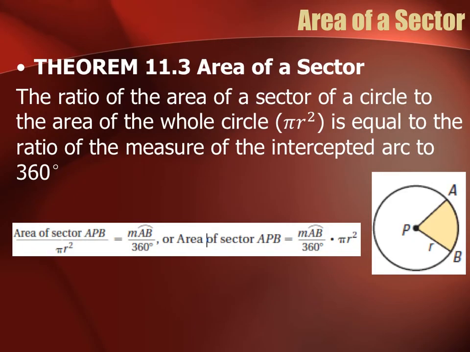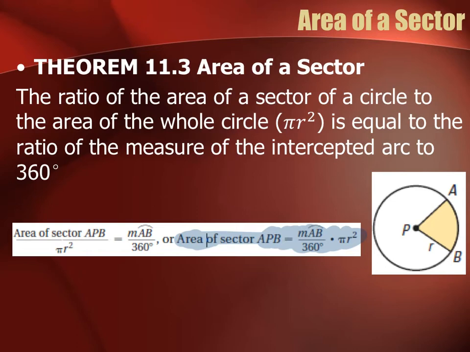The area of the sector, and it's a theorem, but really it's just a formula. And I'd rather you know this side, because yesterday you guys got really confused by that left side. This is what I want you to know. The area of a sector equals the measure of its arc over 360, just like arc length. But instead of multiplying by circumference, we're multiplying times area.